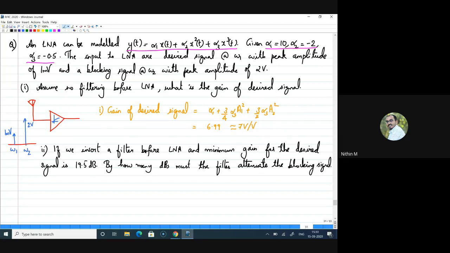So now before the LNA there is a filter, and the minimum gain needed for the desired signal is 19.5 dB altogether. The LNA has to provide a gain of 19.5 dB to the desired signal. Now the question is, by how many dBs must the filter attenuate the blocking signal? What should be the attenuation that should be given to the blocking signal? Yes, Anirudh. Answer, attenuation should be, yeah, right. It is 7.3. Yes.